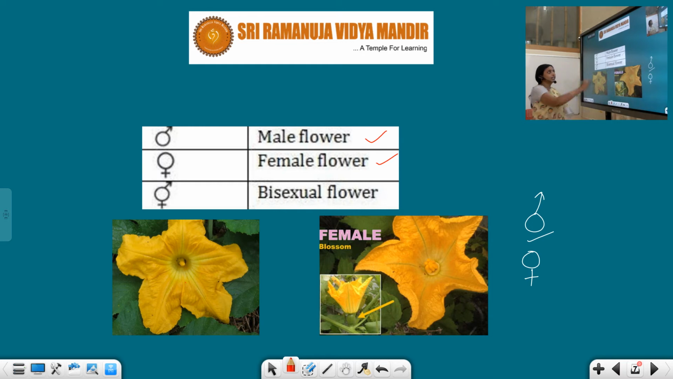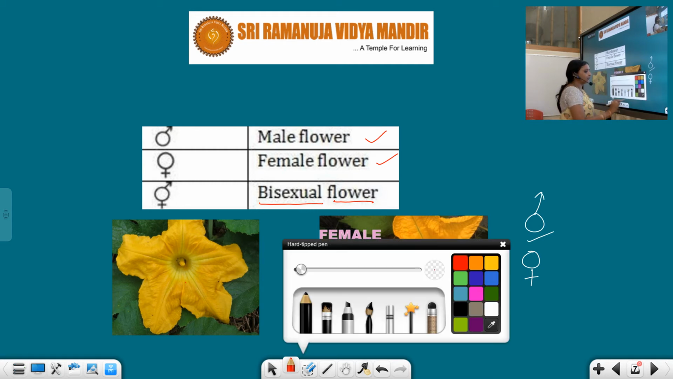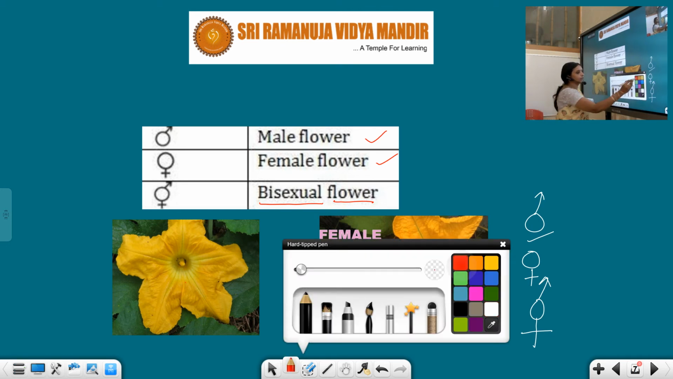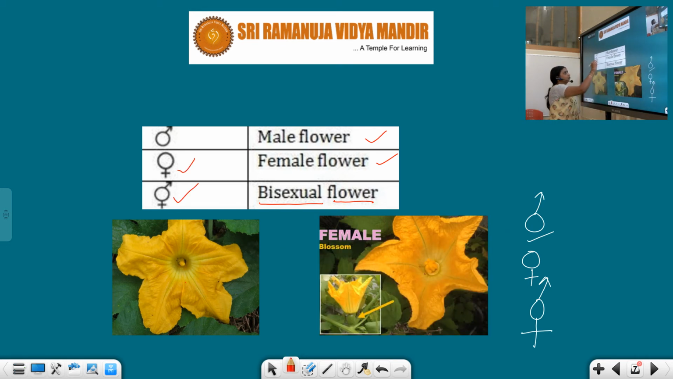But if the flower is unisexual, and if the flower is bisexual, that means both male and female parts are present in the same flower, then we have to show it like this, both male and female. So here in this slide I have shown this.